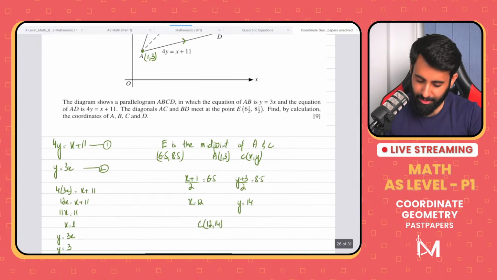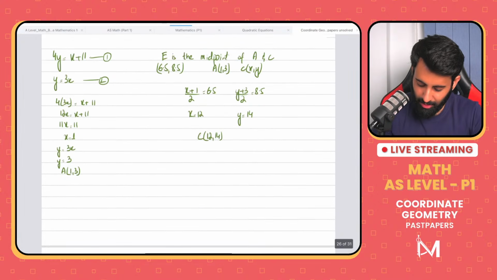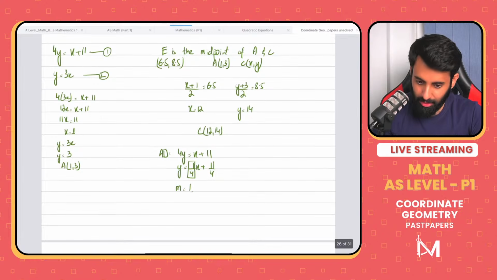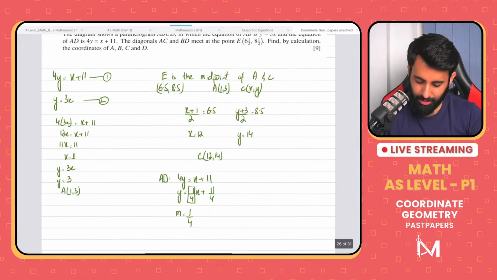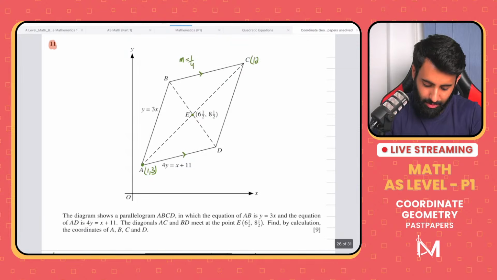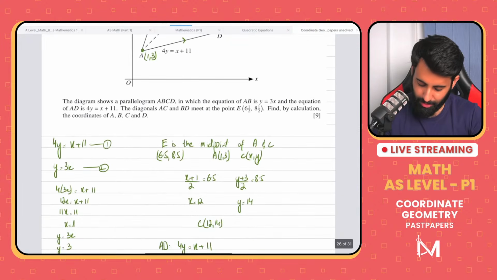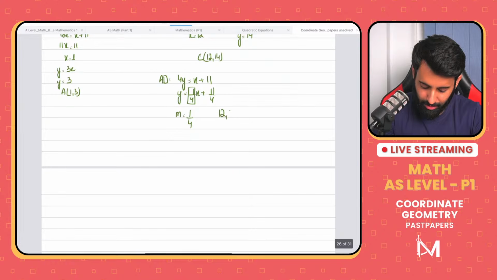Okay, but before I can find out the gradient of line AD, I need to make y the subject. So let's do that. The equation of line AD is 4y equals x plus 11. If you make y the subject, you have 1 upon 4 x plus 11 upon 4. 11 upon 4 is irrelevant. What we are interested in is the gradient. So the gradient of this line is 1 upon 4, and we needed a point, so we can use it to form an equation. We have the point as well. The coordinates are 12, 14. So let's write that down, 12, 14.